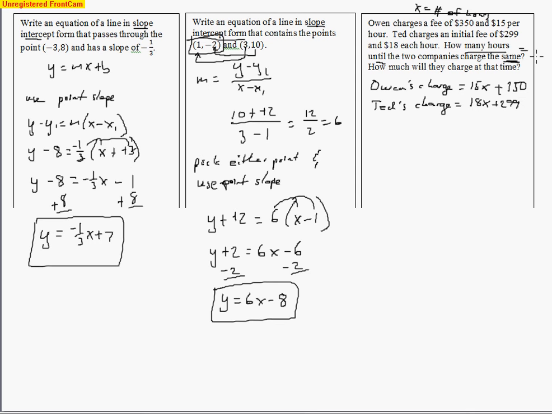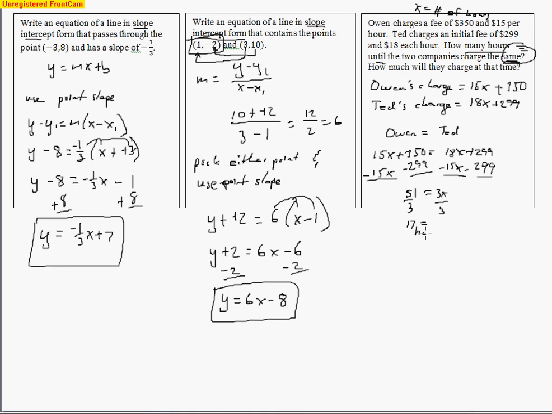So what we want to do is find out when they're going to be the same. So we want to set Owen's charge equal to Ted's charge. And so we'll write down their charges: 15x plus 350 equals 18x plus 2.99. From there we just do opposite operations. So I'm going to subtract the 15x from both sides. I'll subtract the 2.99 from both sides, and I'm left with 51 equals 3x. So I divide by 3, and I've got the answer: 17 hours is how many hours it's going to be until the two companies charge the same.